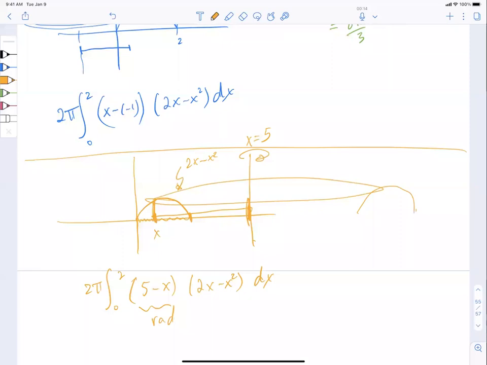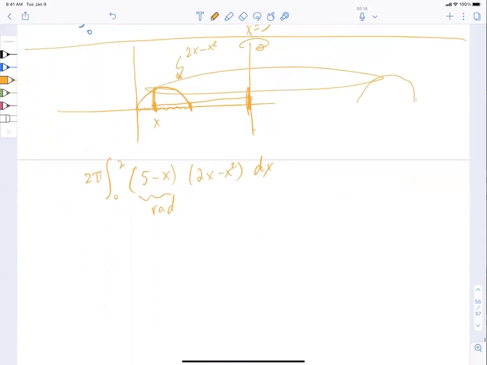So with cylindrical shells, there shouldn't be a huge doubt on which method you should use. I think it should be pretty straightforward that if the problem tells you use cylindrical shells or use the disc washer method, then your hands are tied. But if you could do either one of them, then you can just go with whichever you're comfortable with.